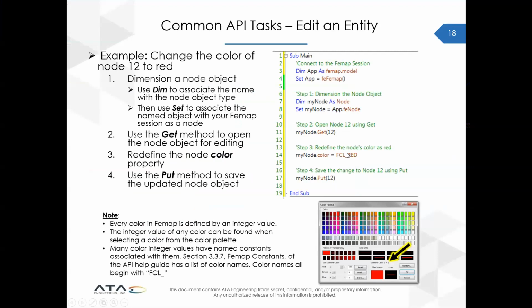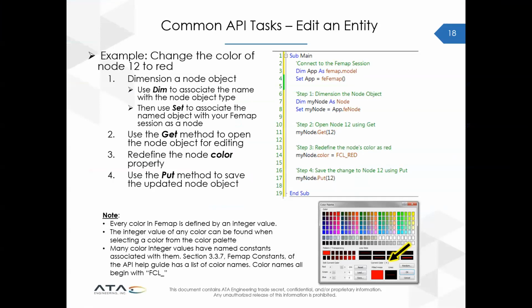All right, so now we're going to jump into some more examples and show you how to do some pretty basic tasks. The idea is we don't have a lot of time here, but you can take these tools, put them in your toolbox, learn how to use them, and then work them into bigger and bigger codes. So the first one we're going to do is just edit an entity. We're going to change the color of node 12 in our model to red. Pretty straightforward. Everything's hard-coded in.